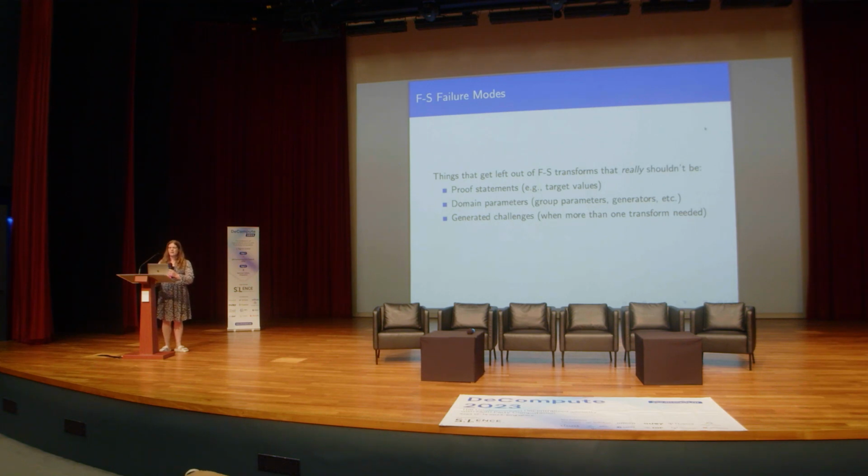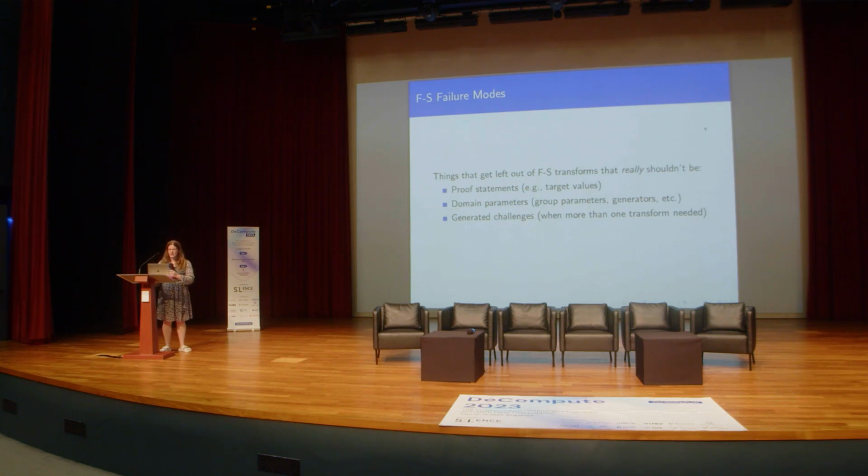Three things that we saw left out quite often: proof statements, target values, like in the last case when H was left out. Domain parameters, so if somebody can go in and change the curve that you're working on or the modulus that you're working with. And sometimes generated challenges. If you have multiple steps to a protocol, you invoke the Fiat-Shamir transform multiple times, you have to take those generated challenge values and incorporate them into later challenges.